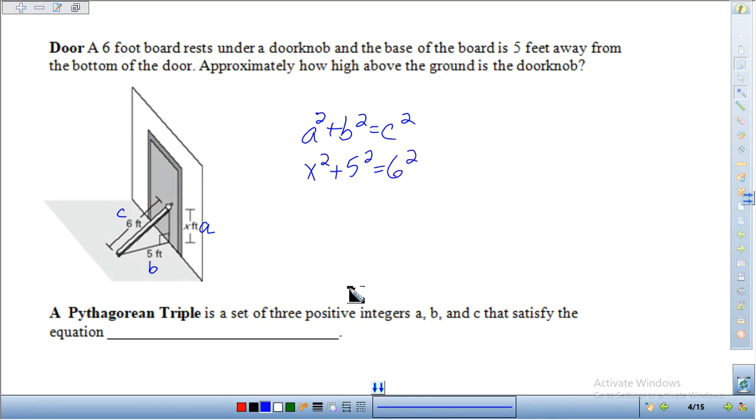And if you notice, this one's going to be a little bit different because we're solving for one of the lengths and not the hypotenuse. So algebraically solving it, it's going to be a little bit different. But first step is still going to be to simplify. And then instead of just combining like terms, we're actually going to have to subtract this 25 over to the other side.